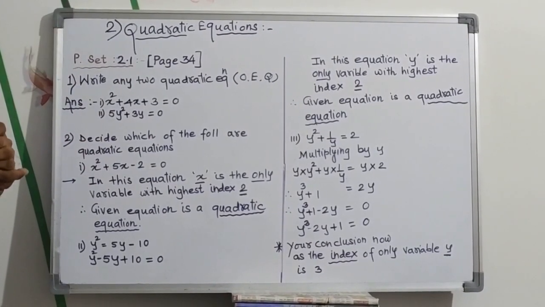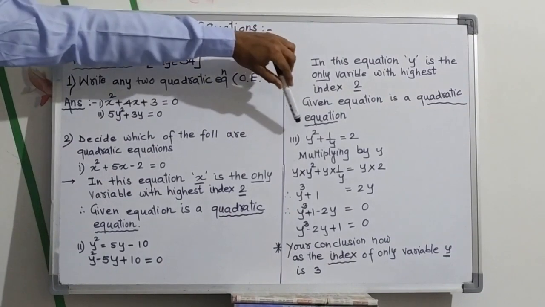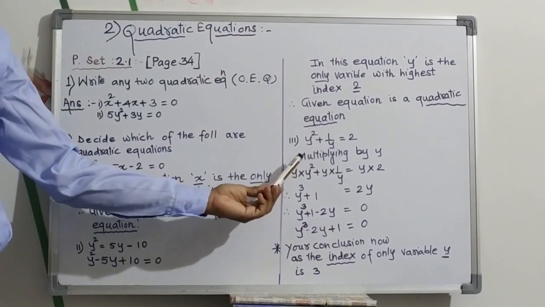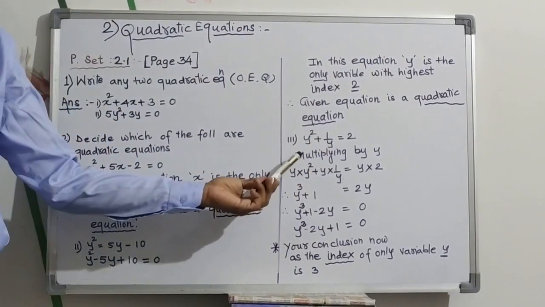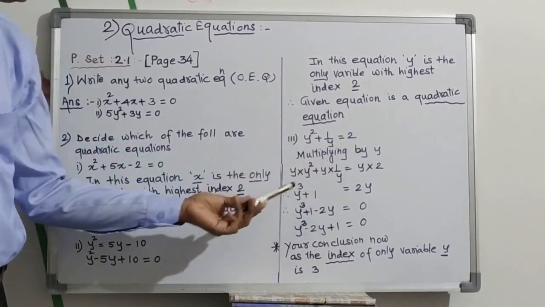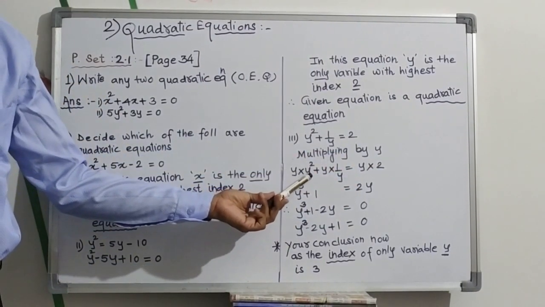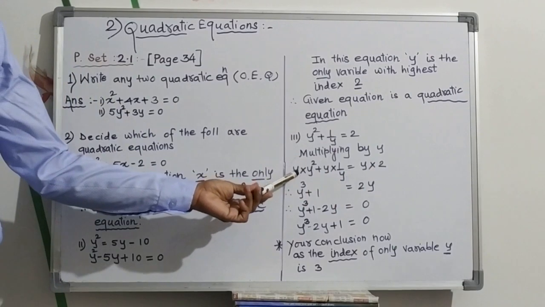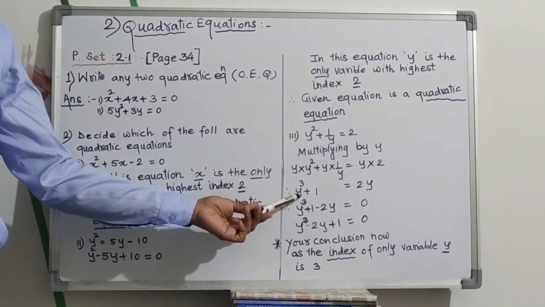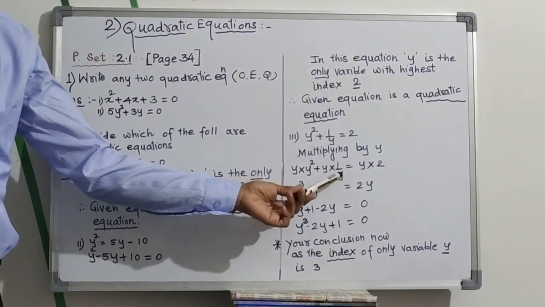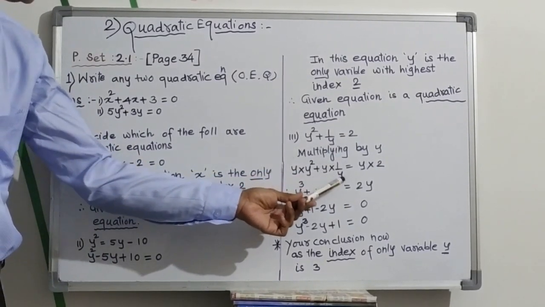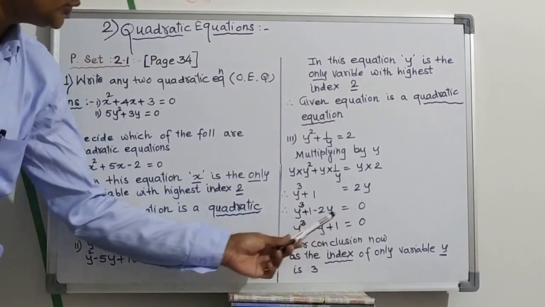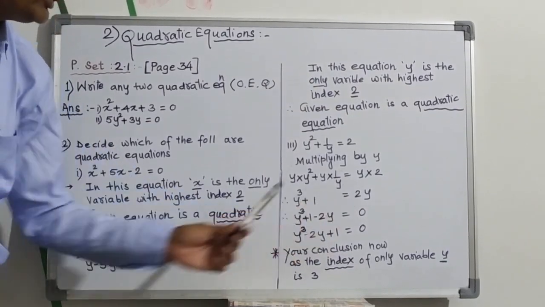Now the third example is a little bit different one. Y square plus 1 upon y is equal to 2. So as y is in the denominator, let us multiply by y throughout the equation. So here I have multiplied y into y square plus y into 1 upon y is equal to y into 2. So y into y square will give us y cube, plus y into 1 upon y, here y will get cancelled. So you have only 1, is equal to y into 2 is equal to 2y. So y cube plus 1 is equal to 2y.